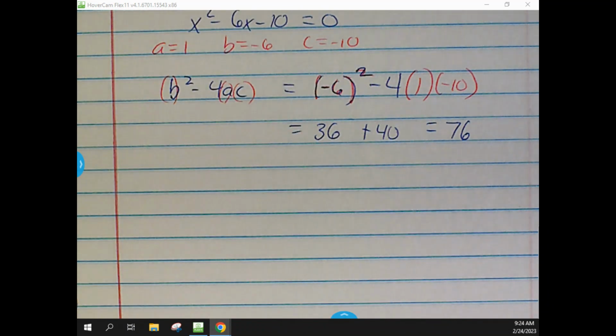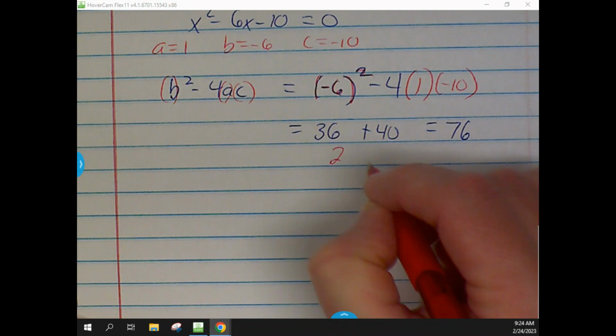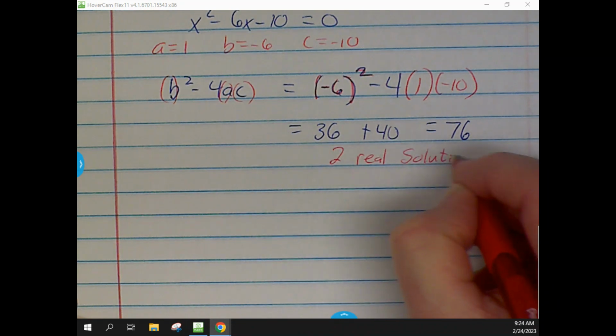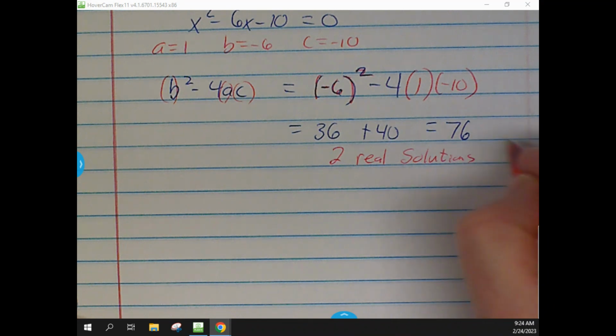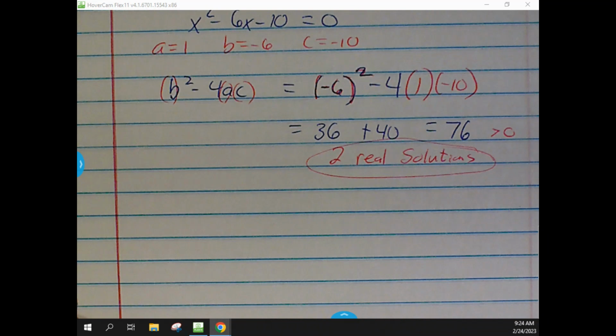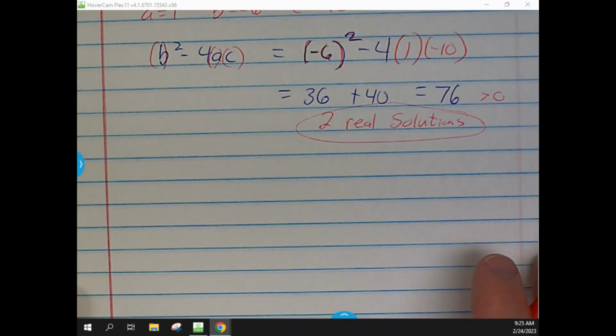So how many solutions are we going to have? 2. All right. So we got 2 real solutions. Because 76, how does it compare to 0? Well, it's greater than 0. So we got 2 real solutions. All right, now we got to go find out what those 2 real solutions are.